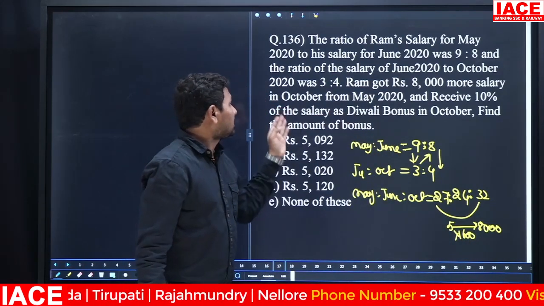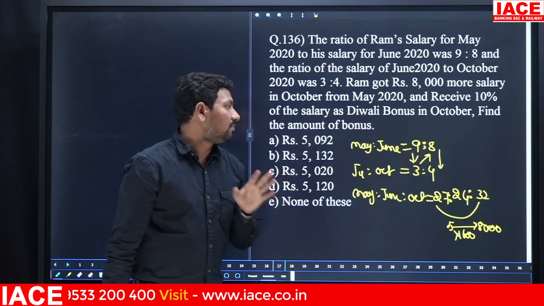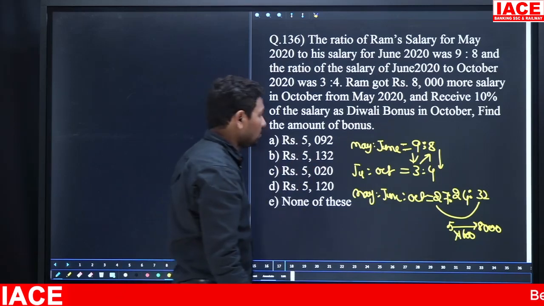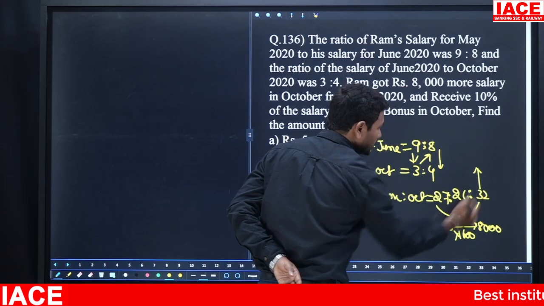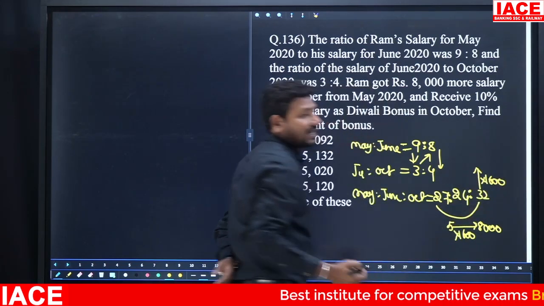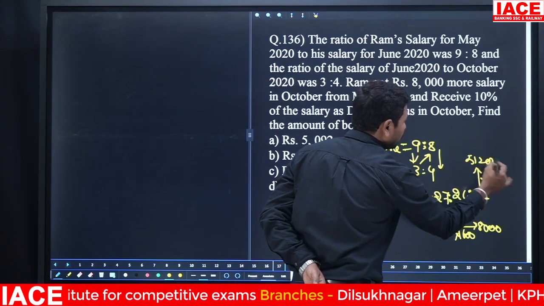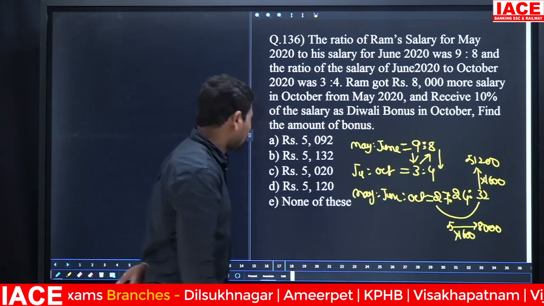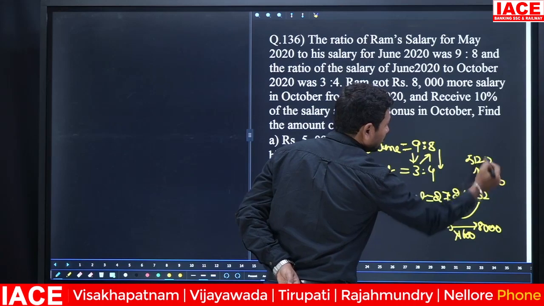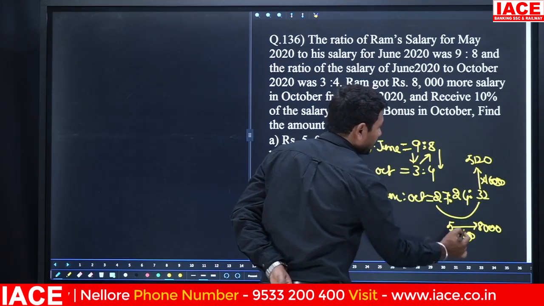And he receives 10% of the salary as Diwali bonus in October. Find the amount of bonus. For whom? Ram in October. In October we have to calculate for 32 parts. 1,600 we should multiply here. 16 3s is 48, 16 2s is 32. 256, double value is 512.